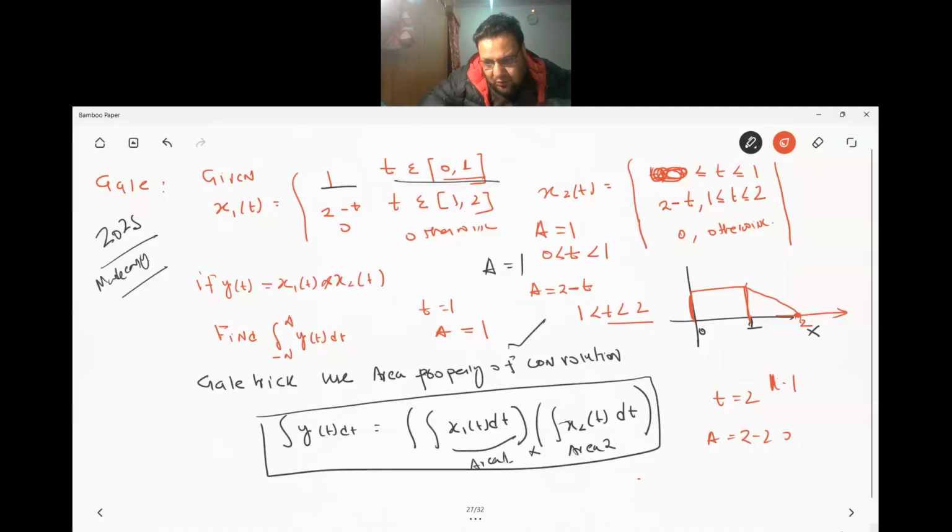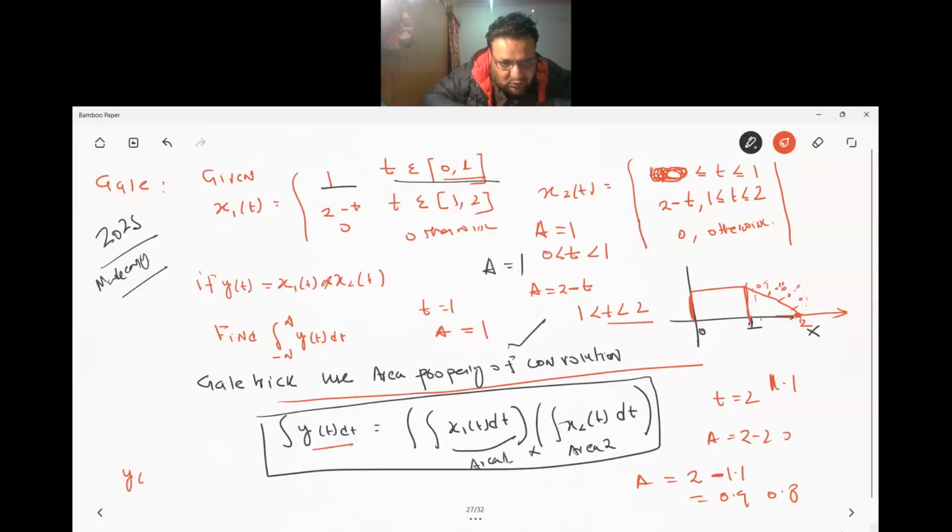What about 1.1? At 1.1, what would be the value? 2 minus 1.1, 0.9. Same way, 0.8. So the amplitude here is 0.9, 0.8, 0.7, 0.6, 0.1, till it goes to 0, right? So now you saw this region. Now, instead of doing the mathematical process of convolution, you can use a GATE trick basically.